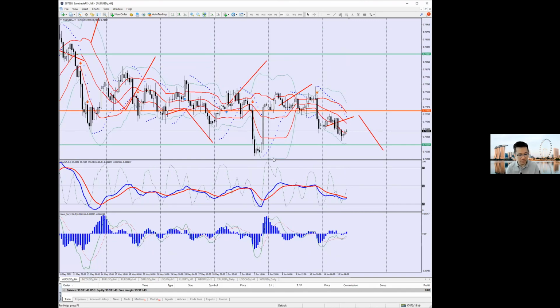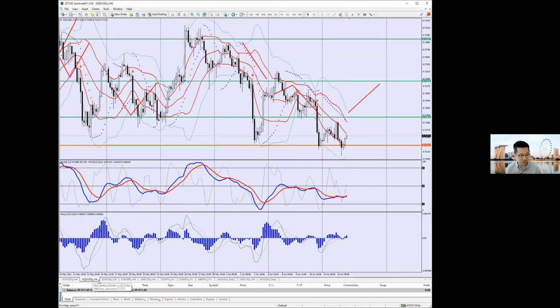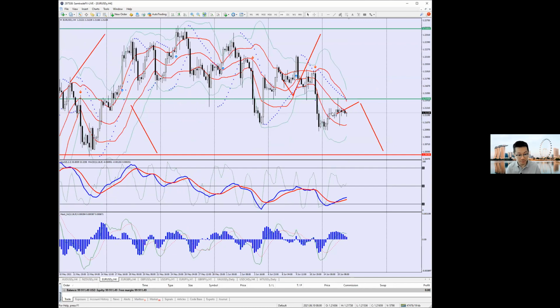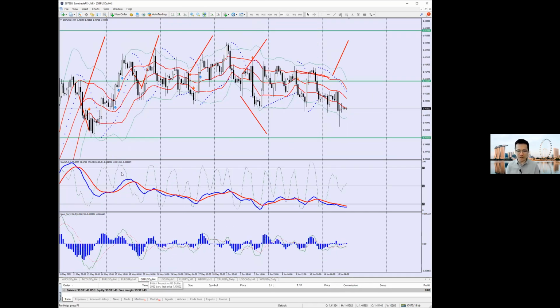We've seen that for the Aussie dollar, Kiwi and Euro dollar as well. Everyone is sitting out waiting for something to happen, which is the FOMC on Thursday morning. But while you're sitting out, you're actually preparing for trades that could happen. Don't just sit and wait, prepare for trades that could happen.